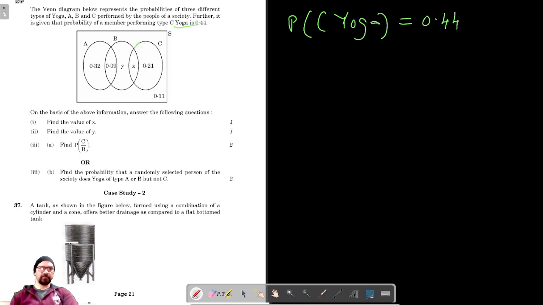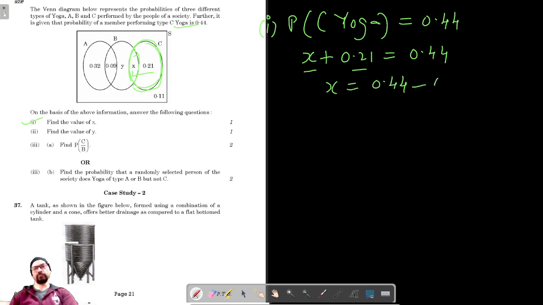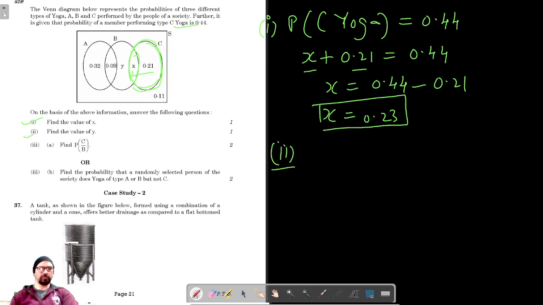Now the probability of C is x plus 0.21. So 0.21 is the probability of people who are performing only C yoga, and if we add x to it, that is the total probability of C, that is x plus 0.21. This is 0.44, and we are asked to find the value of x. So x is 0.44 minus 0.21, which gives us 0.23. So 0.23 is the value of x. And now let's move on to find the value of y.